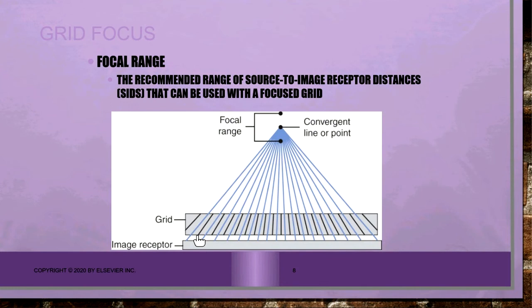Okay. So again, just to reiterate, we have focused grids and we have non-focused or parallel grids. And then we have linear grids. Most of the grids that we use in the field are linear focused grids. They have specific focal ranges, where it says that we have to be within a certain SID range in order for that to work. All right. And if you're outside the focal range, we'll talk about in a little bit, you actually can exhibit what's called grid cutoff.